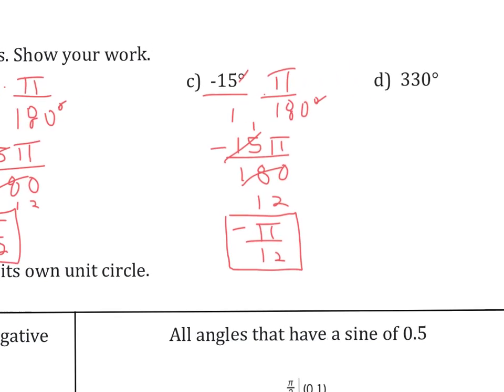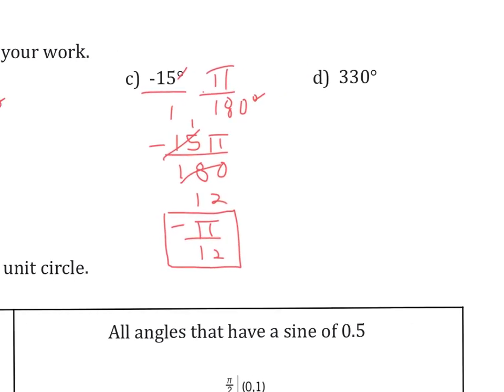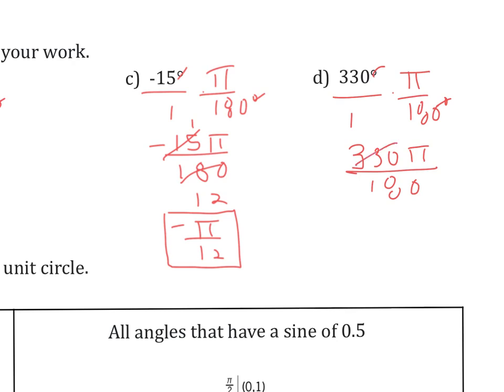And then the last one, same thing. We're going to multiply by pi over 180 degrees because those two things are equal. The degrees will cancel. We end up with 330 pi over 180 degrees. And if we end up taking out 30 out of the top and 30 out of the bottom, we end up with 11 and 6. So we end up with 11 pi over 6.